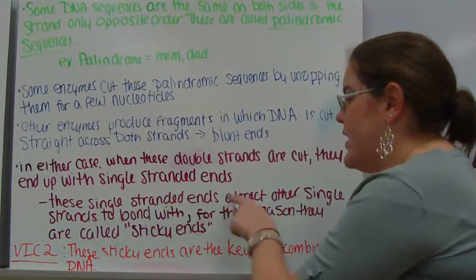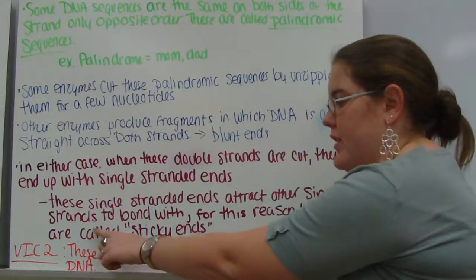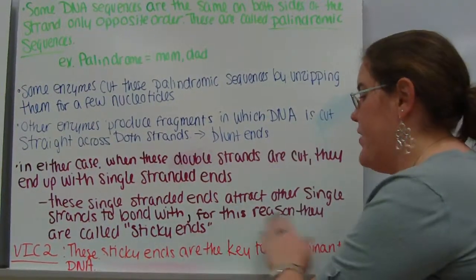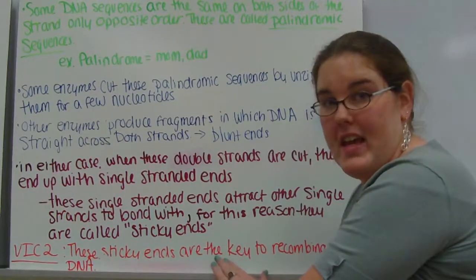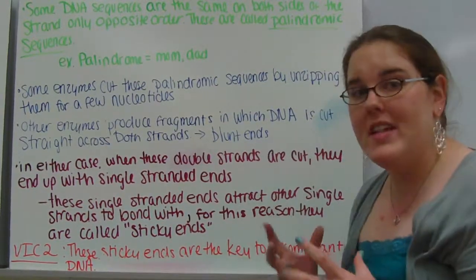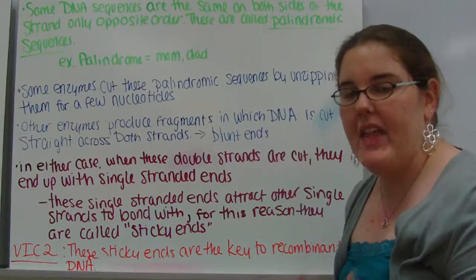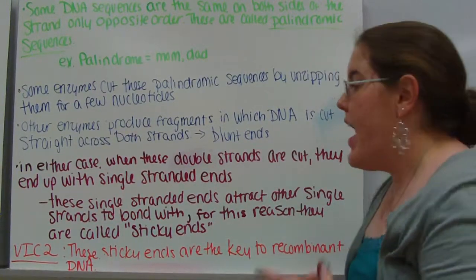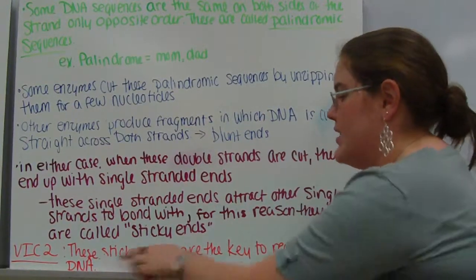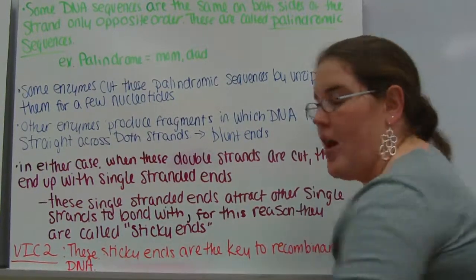If it does that, we're going to end up with those single-stranded ends. Now, these single-stranded ends attract other single strands to bond with them. For this reason, they are called sticky ends. They are being very sticky. They are attracting these other single strands of DNA, and essentially they are binding with them. Now, these sticky ends are the key to recombinant DNA.